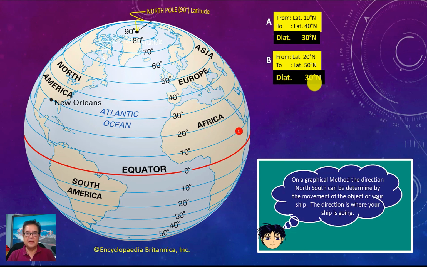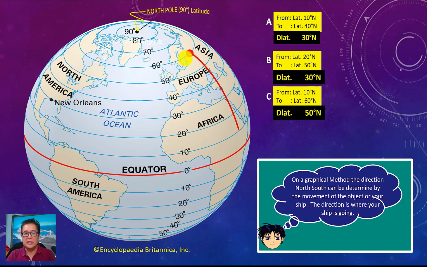Ship C. Ship C's starting point is latitude 10 degrees north, going north up to 60 degrees. So the difference of latitude is 10, 20, 30, 40, 50. 50 degrees going north. Maybe you will ask the question, what is this DLAT? DLAT is an abbreviation of difference of latitude. So let's continue with ship D.